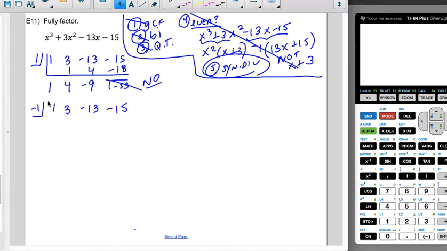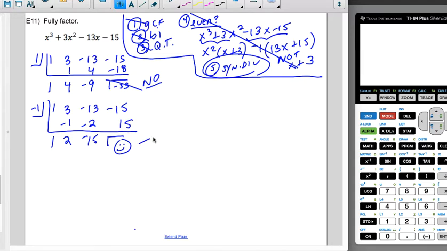Sometimes you can see it way before the end. Sometimes the numbers are getting way too big, way too negative, way too positive, and it's just not going to happen. Let's try it with -1. I drop the 1 down, I multiply and add straight down. I multiply and add straight down. I multiply. Oh, hey, we have a winner.